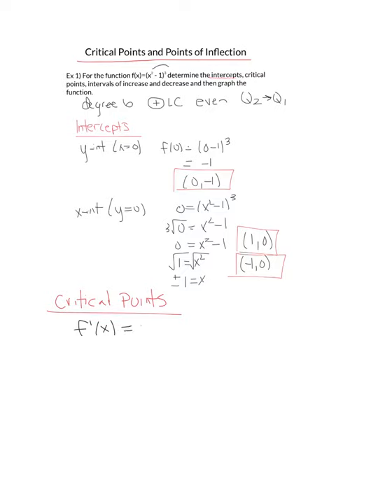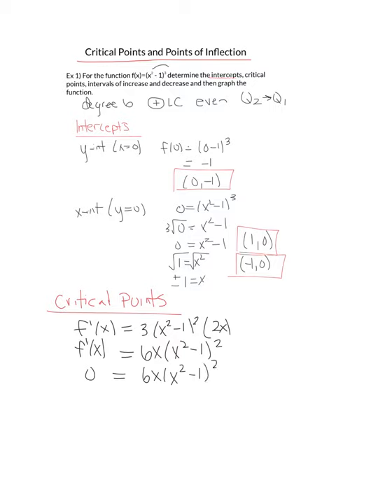So I'm going to find my derivative, 3 times x squared minus 1 to the power of 2 multiplied by the derivative of that inside. Now I can simplify this a little bit. I have two monomials here, so I'm just going to combine them. So 6x times x squared minus 1 squared. If I set this equal to 0, I am able to find those critical points. So I've got one at 0, and then I have another at x squared minus 1 equals 0, x squared equals 1, x is equal to plus or minus 1.